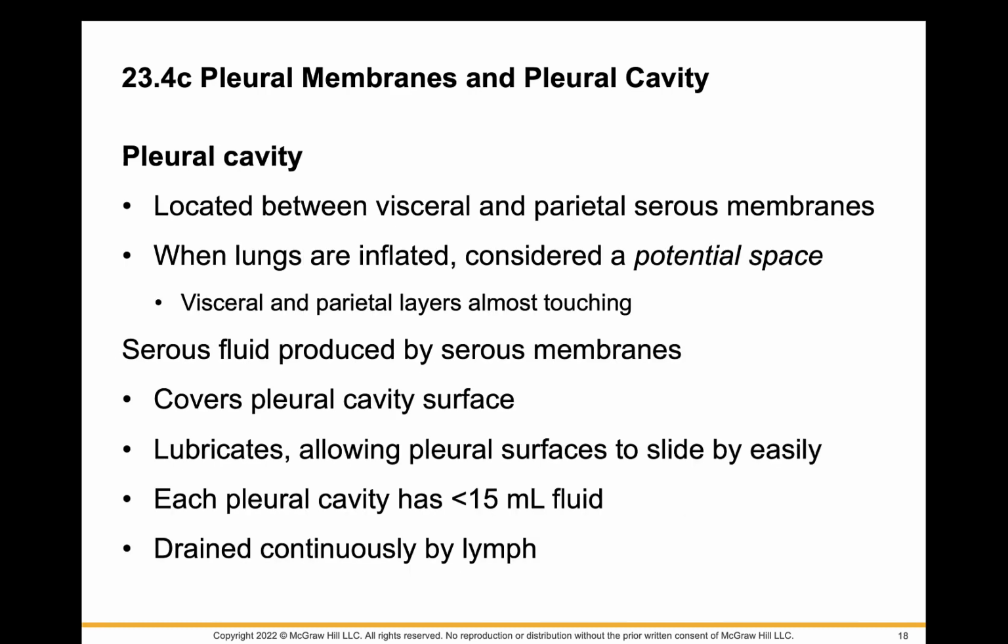Now, the pleural cavity is a space that's located between the visceral and parietal serous membranes. When lungs are inflated, we consider this to be a potential space. The visceral and parietal layers are almost touching. There will be a serous fluid that's produced by the serous membranes, covering the pleural cavity surface, and it lubricates, allowing the pleural surfaces to slide by easily. Each pleural cavity has less than 50 mL of fluid, and this fluid is drained continuously by lymph.